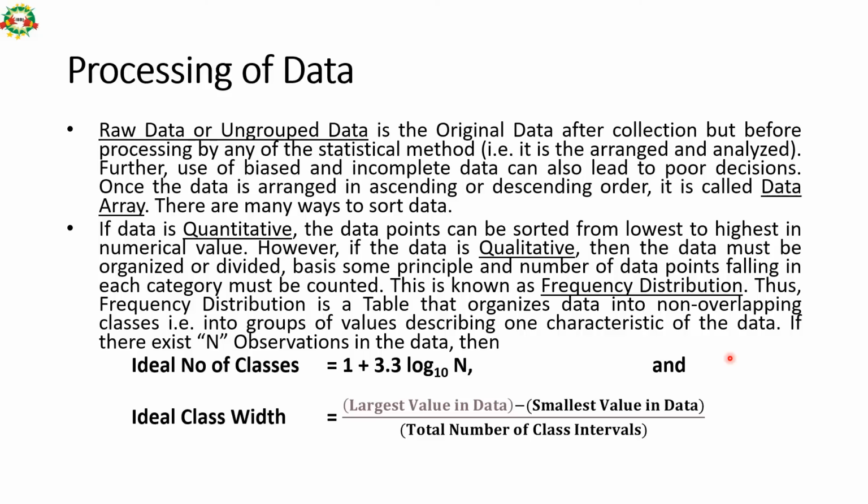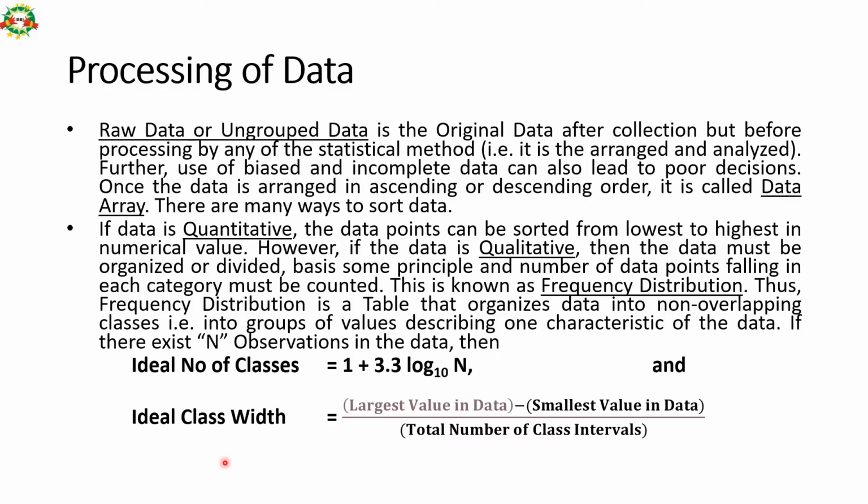The frequency distribution is a table that organizes data into non-overlapping classes, that is, into groups of values describing one characteristic of the data. If there are n observations in the data, then the ideal number of classes is equal to 1 plus 3.3 log base 10 of n. Please remember this formula. Numericals don't come from this formula, but a 1 mark theory question may. There are very rare chances of a numerical on the ideal number of classes, but still remember the formula.